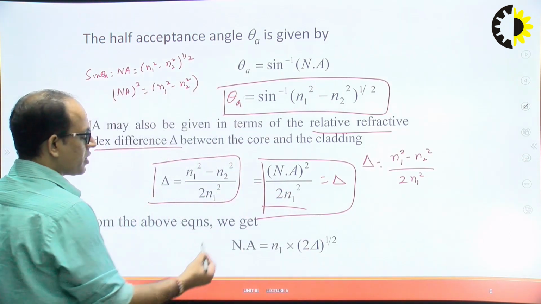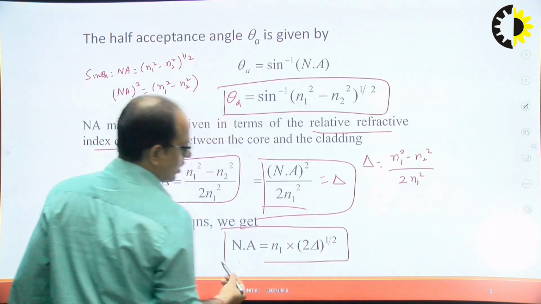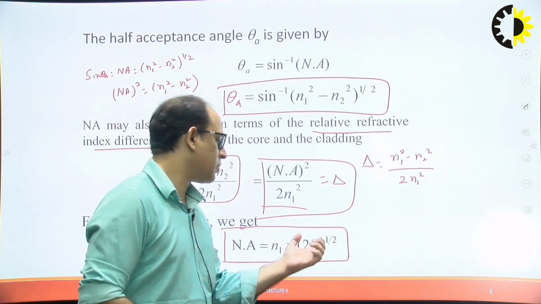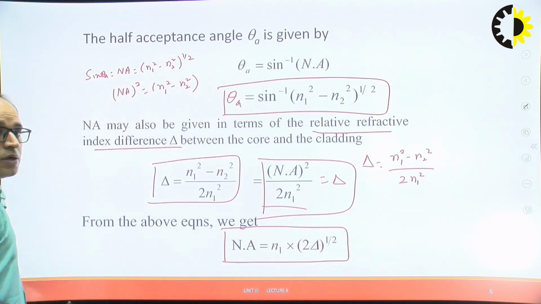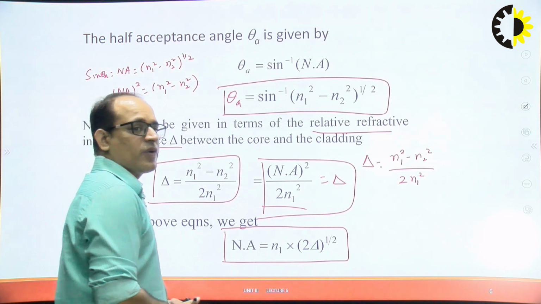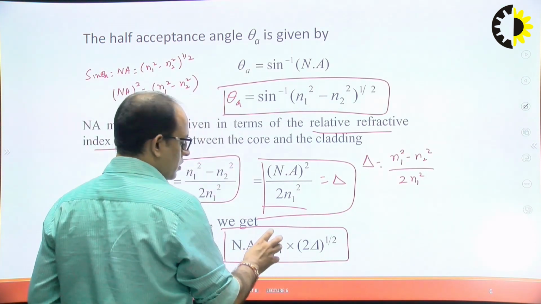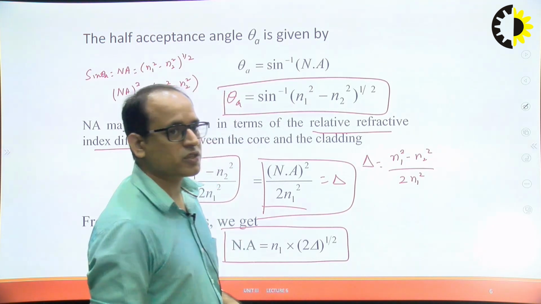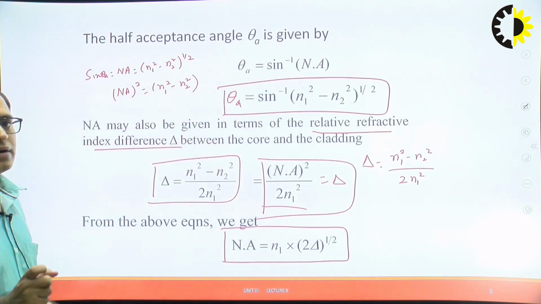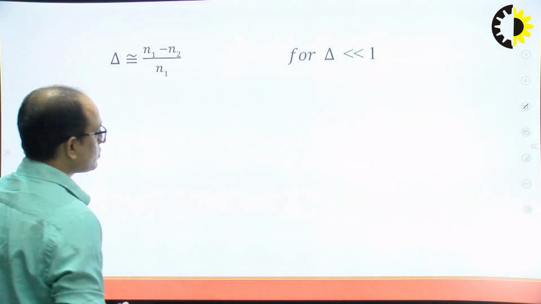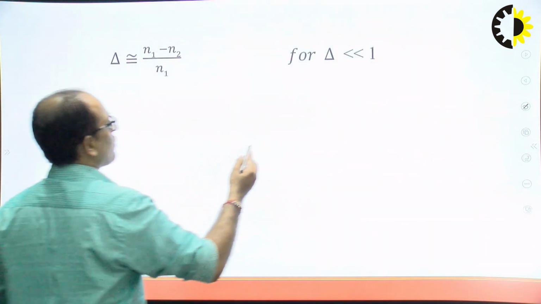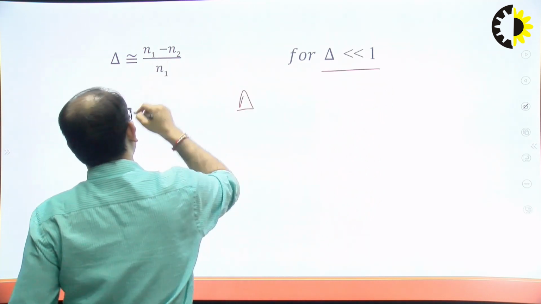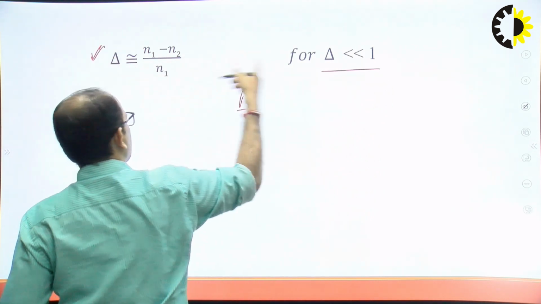So numerical aperture can also be defined in terms of the relative refractive index, that is n1 multiplied by (2 delta) to the power 1 by 2. Clear? So we will see that the numerical aperture of an optical fiber cable depends on the refractive index of the core and the relative refractive index of the core and cladding. Clear? So if the delta is very much less than 1, then delta can also be written as n1 minus n2 divided by n1.